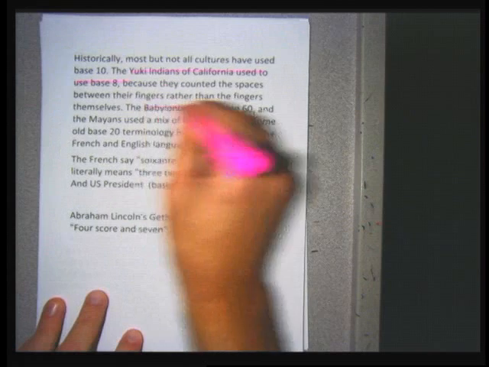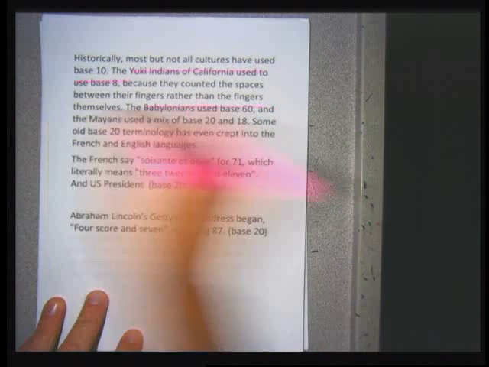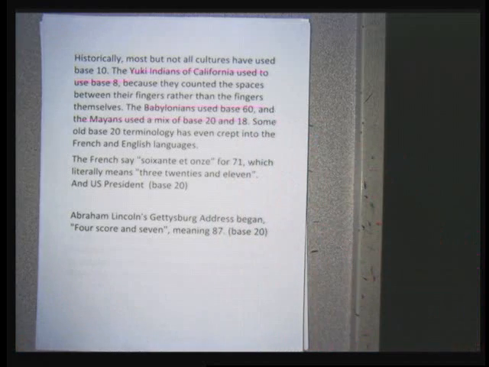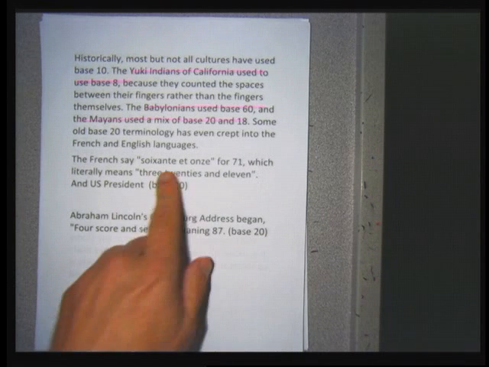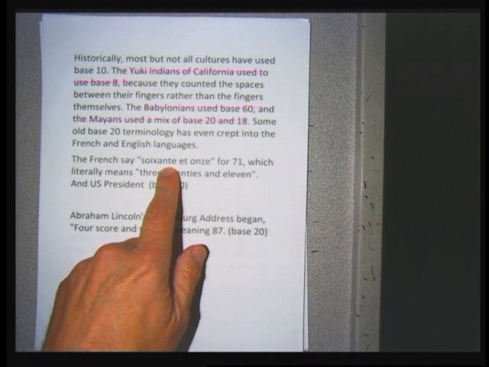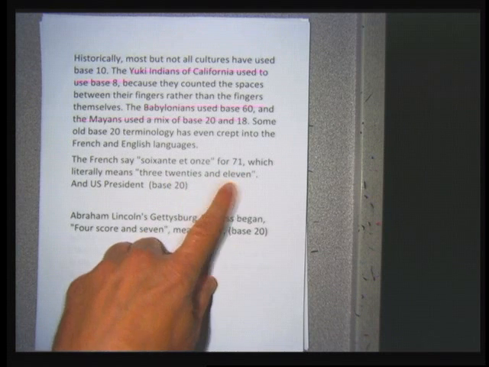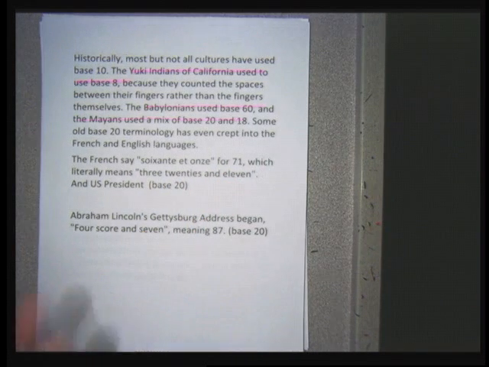Babylonians used base 60, Mayans used a mix of base 20 and 18, and then some base 20 terminology has crept into the English language. The French say whatever that word is, I've never taken French, for 71, which means 3 20s and 1 11. So in base 20, you'd have 20 as the kind of like our 10.